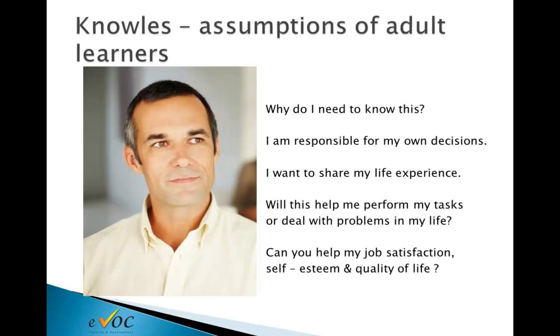Now, what Knowles is suggesting is that as a trainer, you have to be aware of the assumptions that adult learners are attending your training with. So they're going to be making these assumptions, and I've just summarised these here so you can imagine it from the learner's perspective. They'll be thinking, why do I need to know this? Now listen, I'm responsible for my own decisions, so you give me some choices please, and then I'll decide which activity, you know, fits me best.